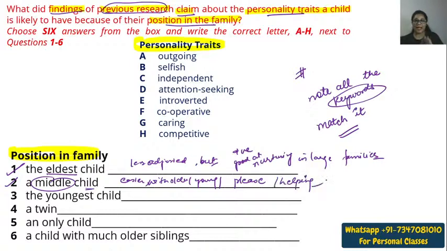Okay, so I have written the keywords quickly. As you can see, I was listening to the audio. I was not going through these options. I was listening to the audio clearly so that I could note down all the keywords. Right, now I'm going to match my answers with that. What I have written is: the eldest child is less adjusted.